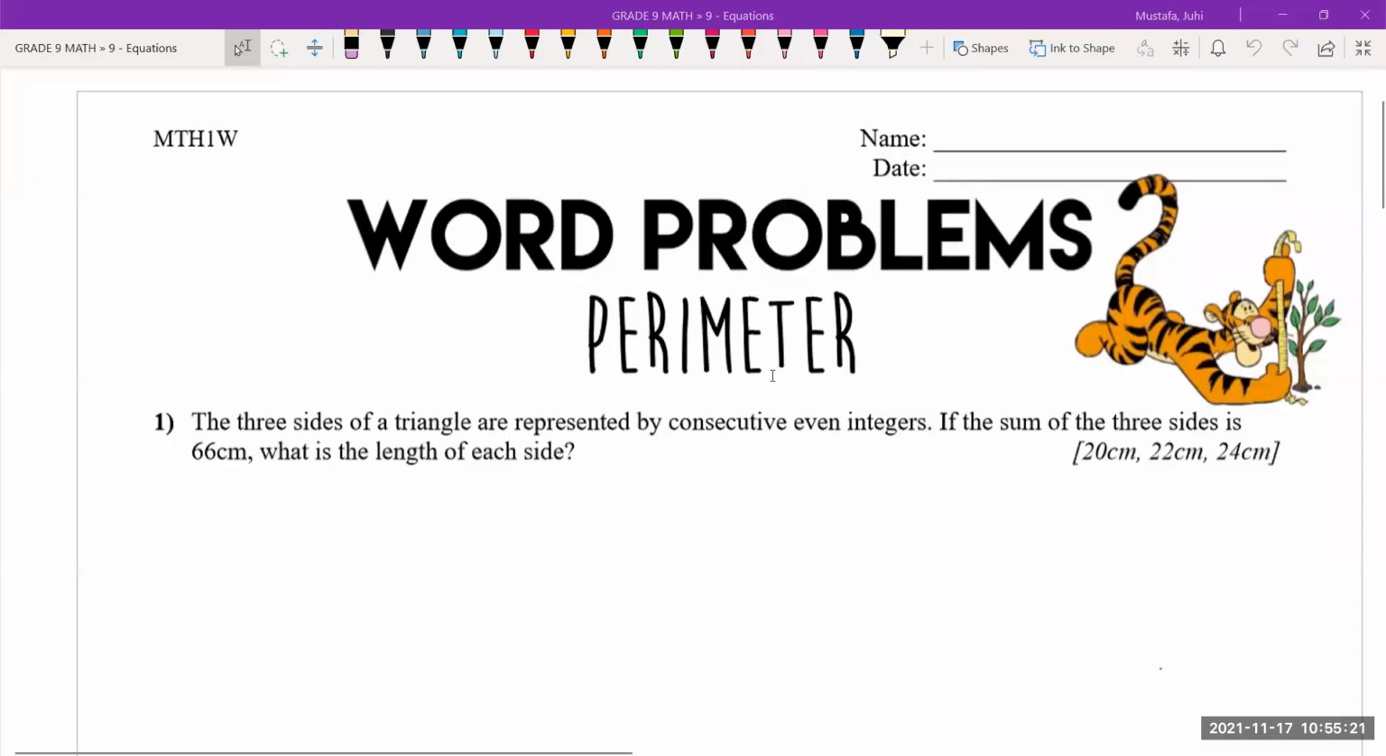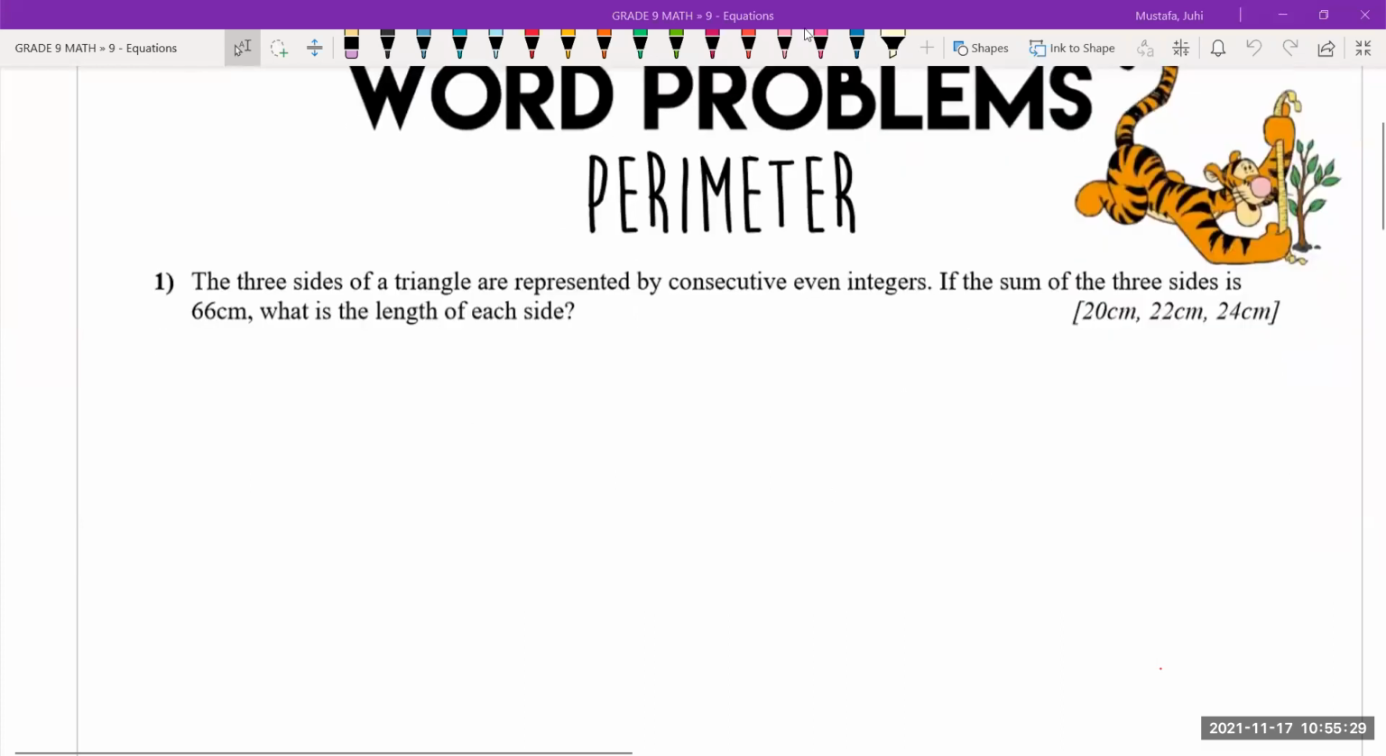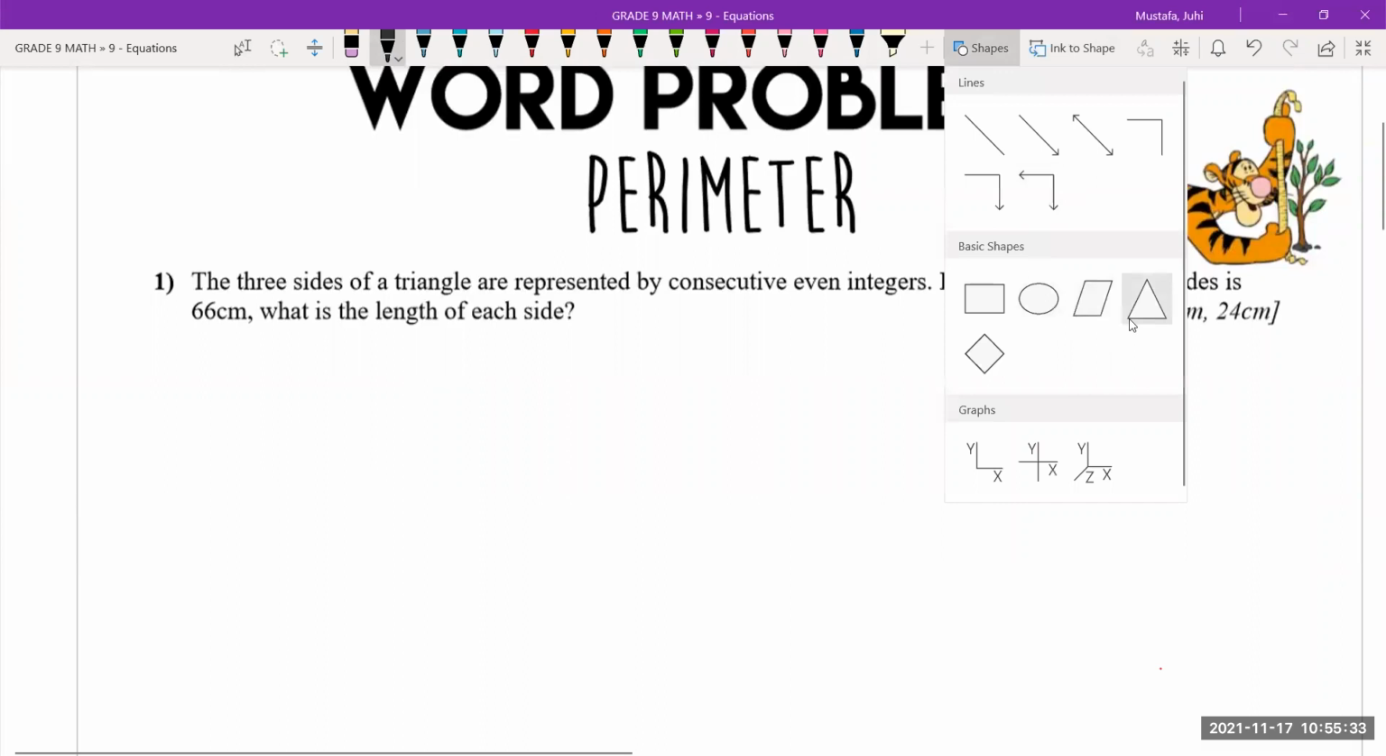Now, you guys know perimeter is referring to a shape. Perimeter is when you add up all of the side lengths of a shape. We're also going to be talking about consecutive integers, which I know you weren't very fond of last class. We're going to put all of them together and see what we get.